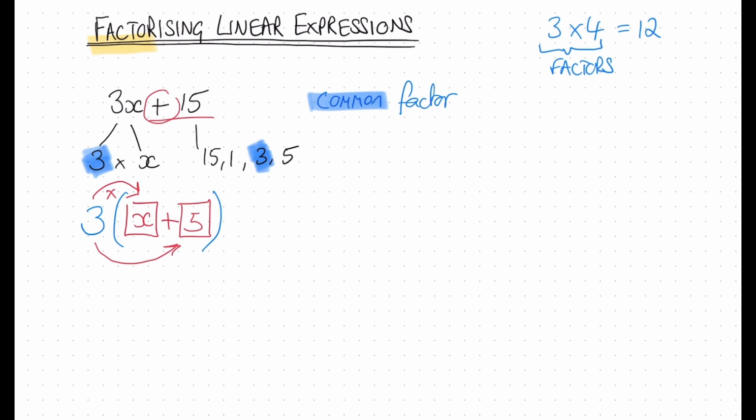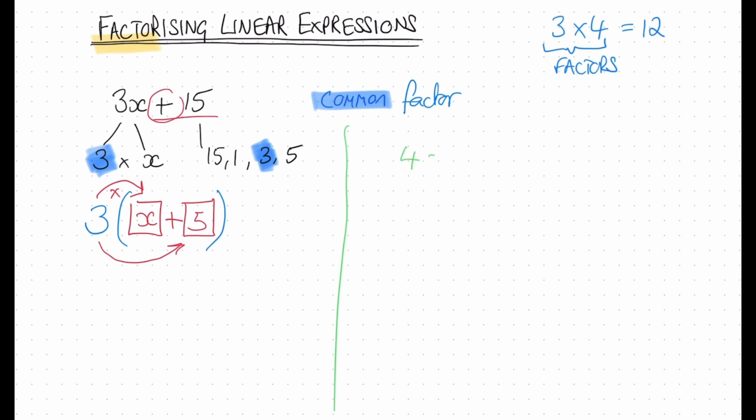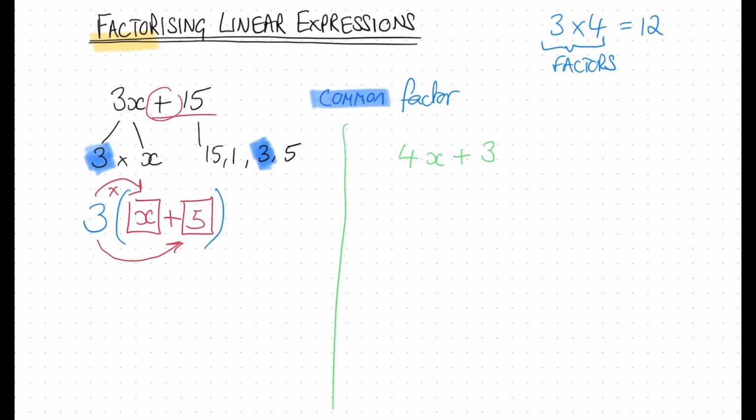Now, I'm going to give you another example on this side in green. So this time, I'd like you to think about 4x plus, let's go 32. Now, feel free to pause the video here and have a go at this one yourself. Okay, now, let's look again. We've got ourselves a 4x and 32. What is our highest common factor?